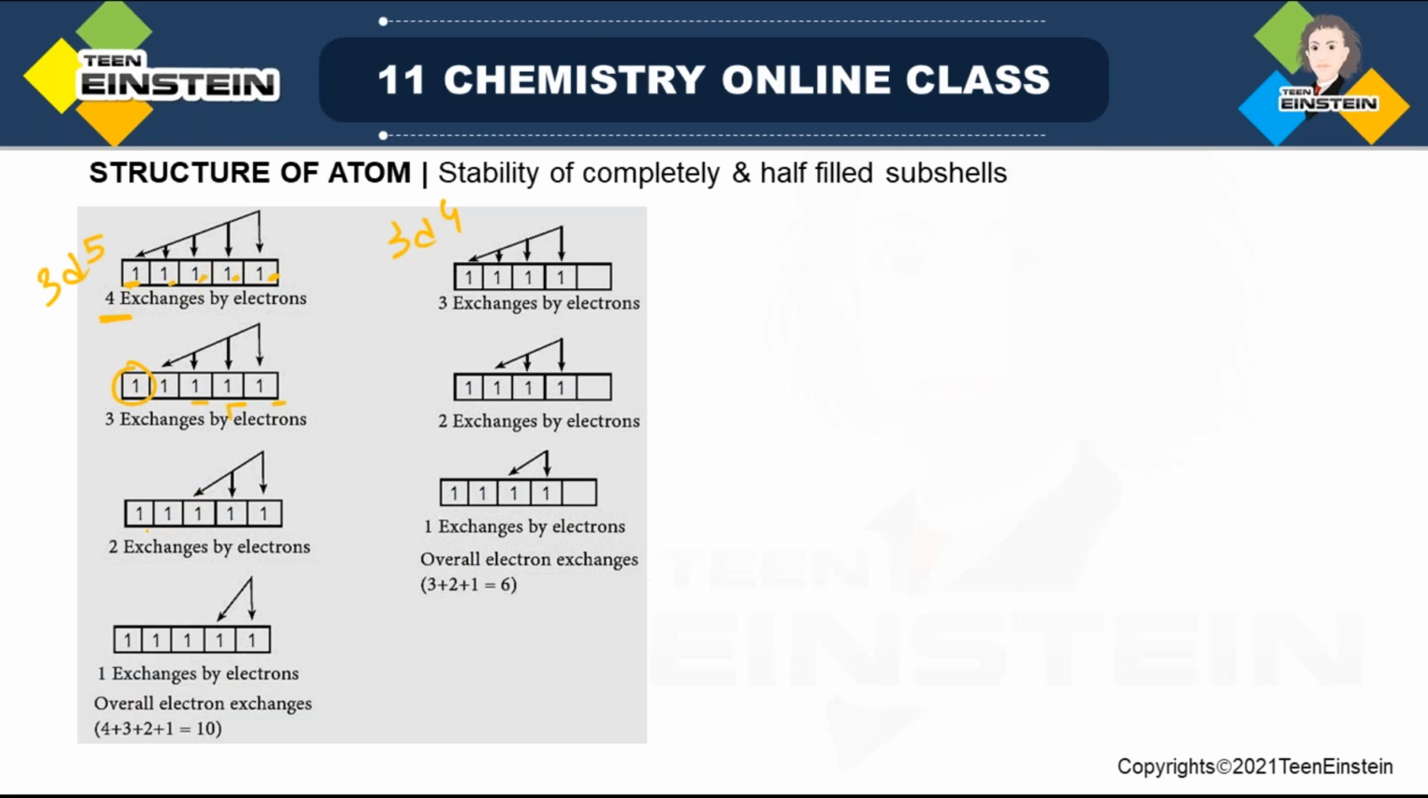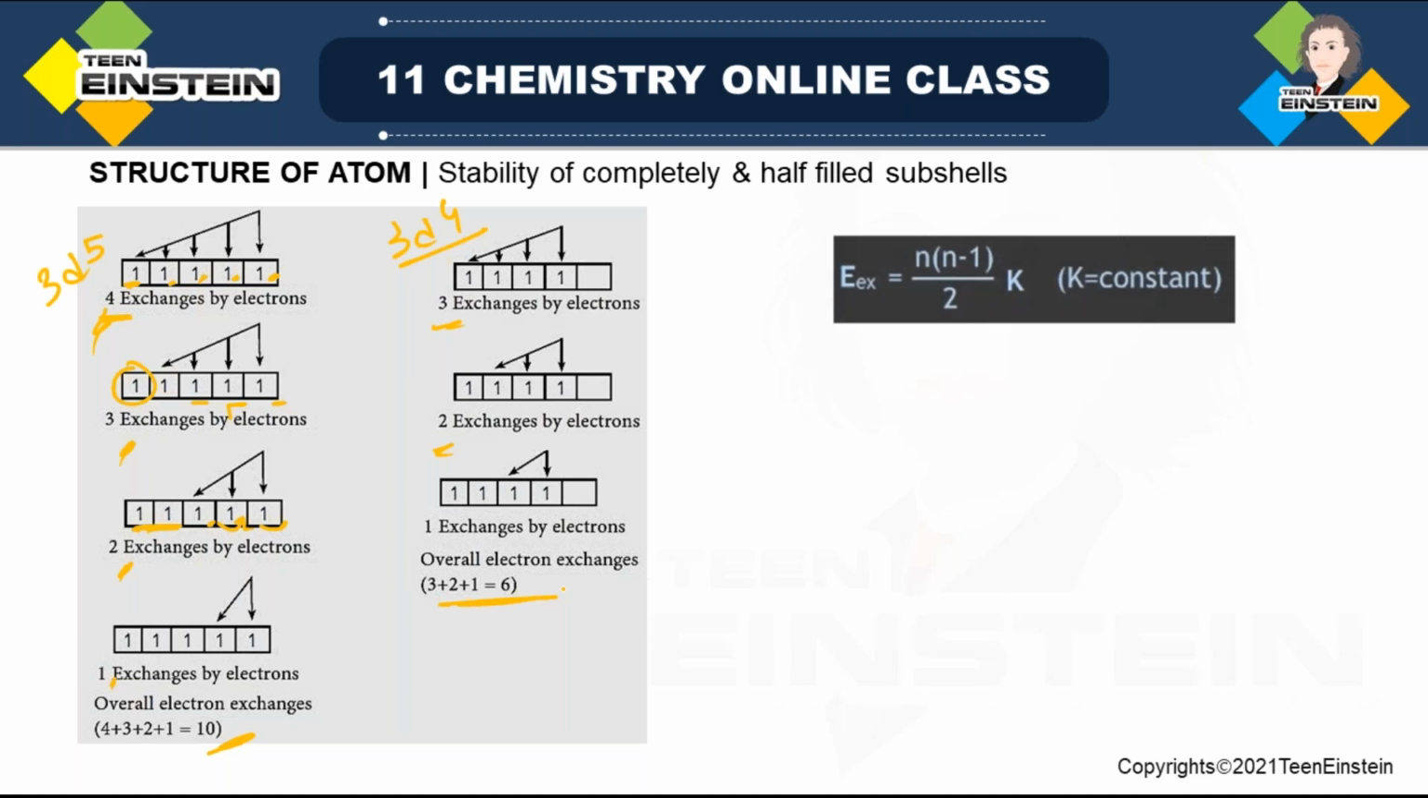Next, the third one. Now these 2 electrons we are done. The third electron can exchange its position with the other 2. So 4, 3, 2, 1. Total how many exchanges? 10. But if it is 3d4, it is 3, 2, 1, so 6 exchanges. So obviously the first one is preferred.